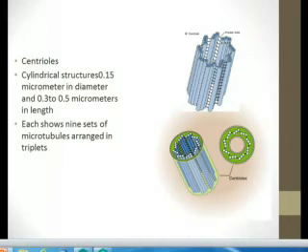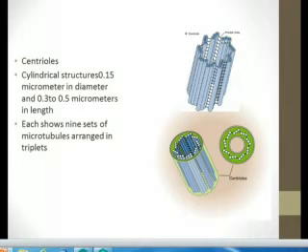In each of these, they have basically a specific arrangement of the microtubules. The microtubules are present in the form of triplets. Triplets are joined at the periphery: 9 triplets joined together at the periphery to give us the basic structure of the centrioles.